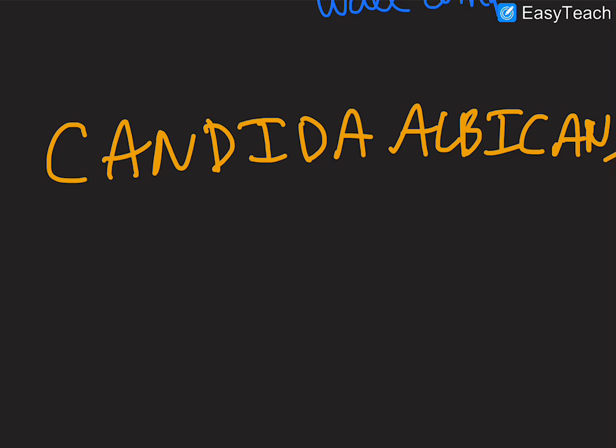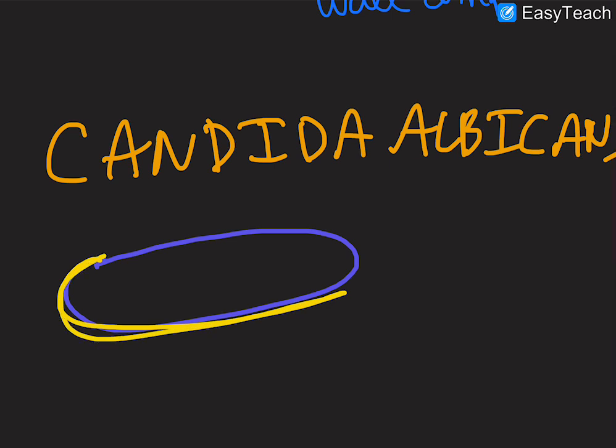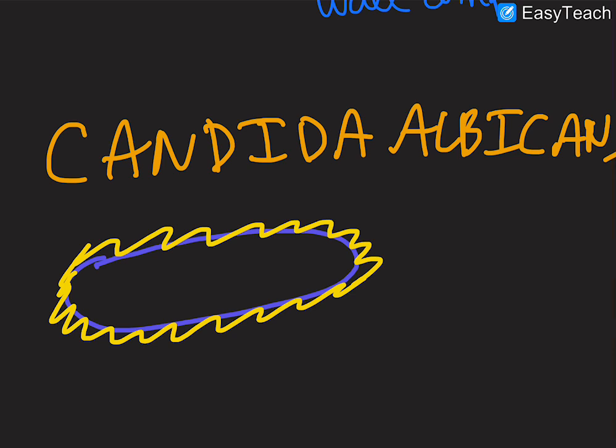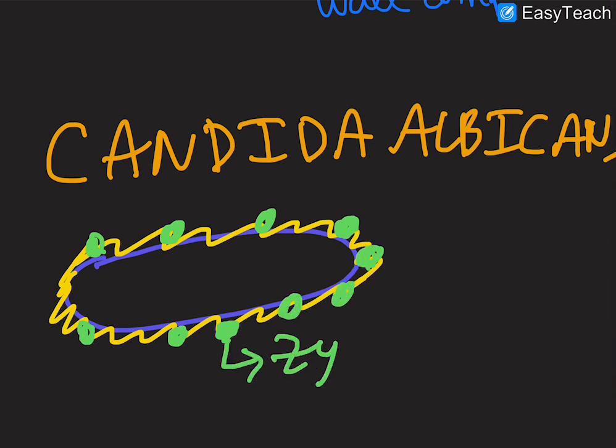Let's say we draw the Candida albicans like this, and then let's highlight the cell wall. We'll distinguish it like this. So this is the cell wall surrounding the Candida, which is obviously a fungus. And a component of the cell wall is zymosin. Let's say these green dots are a component of this fungal cell wall, and this represents zymosin.